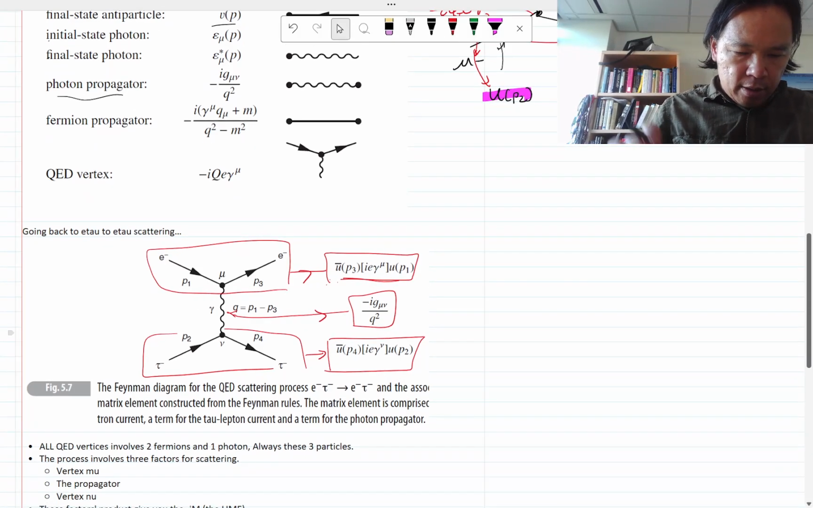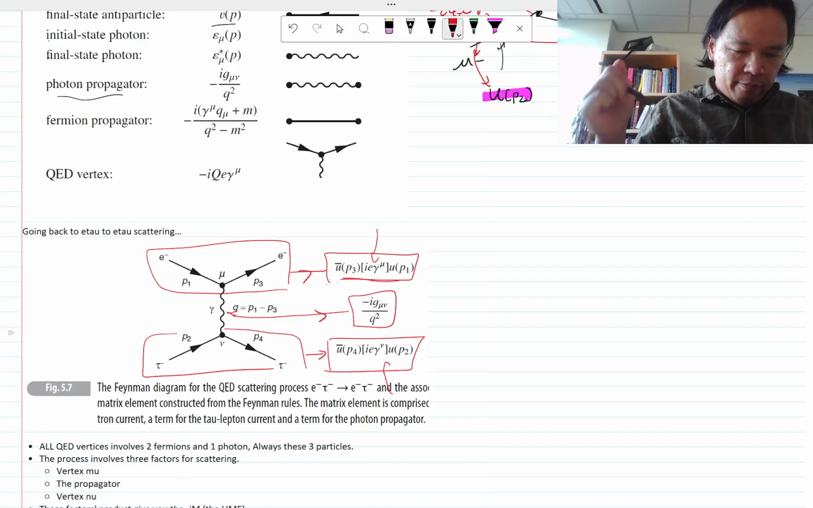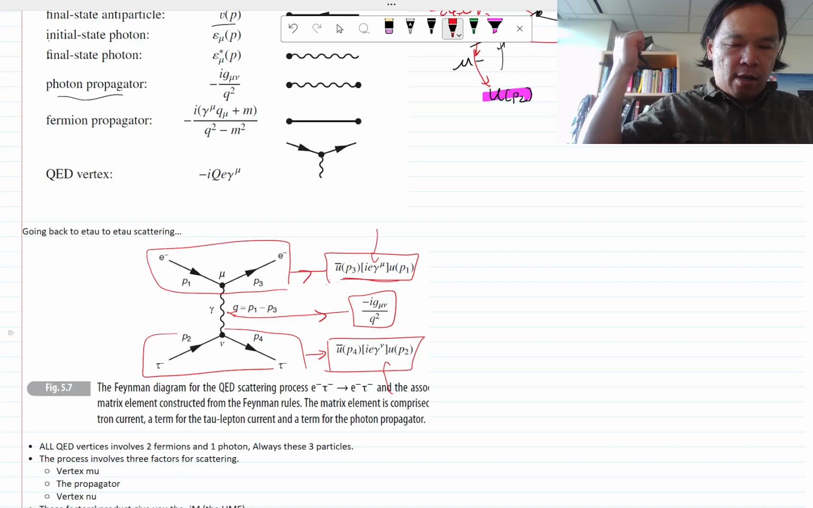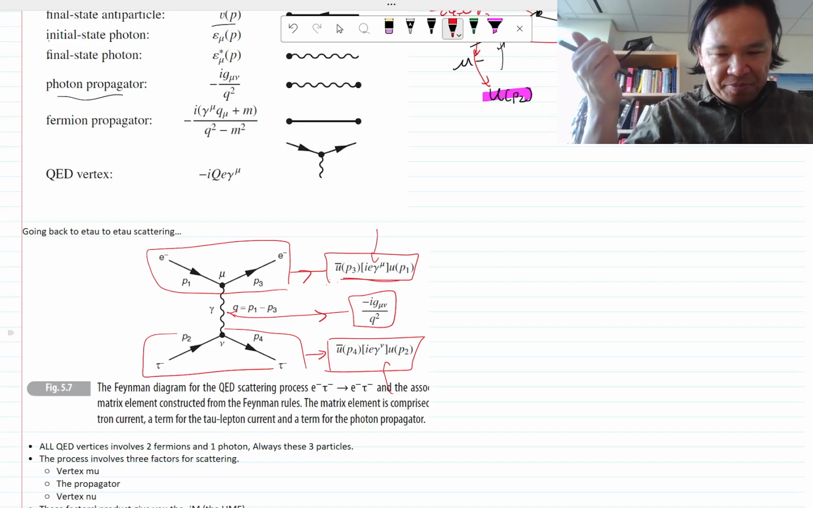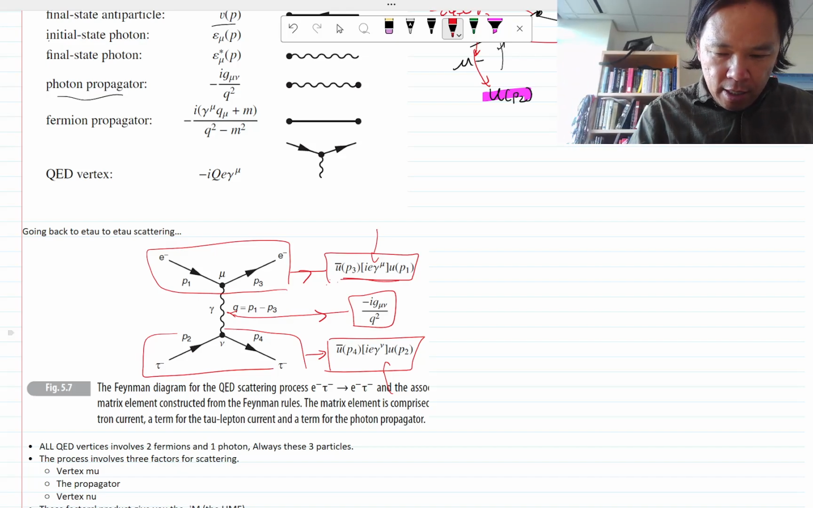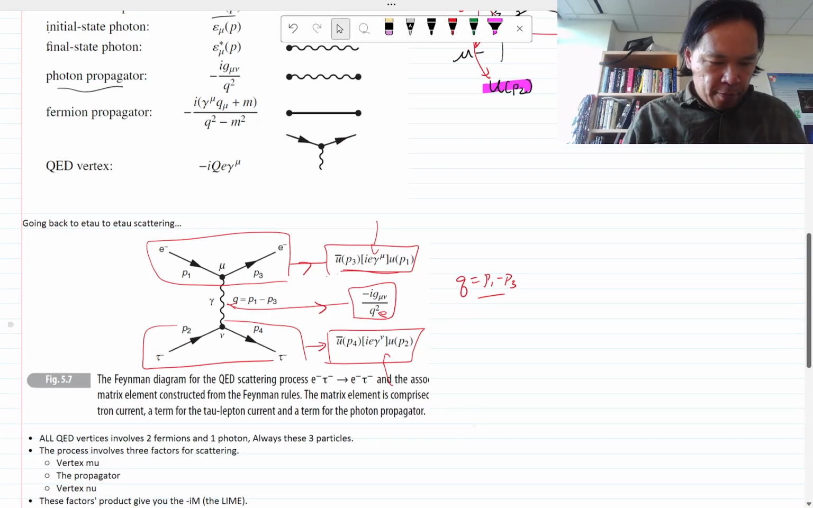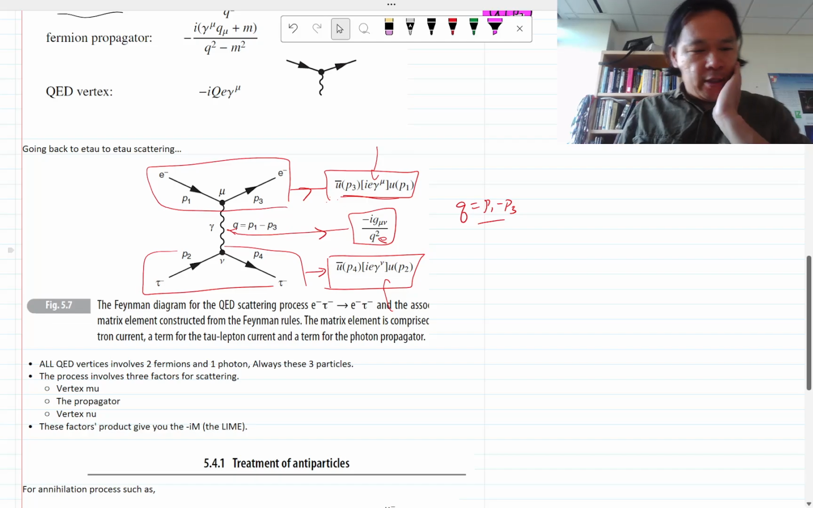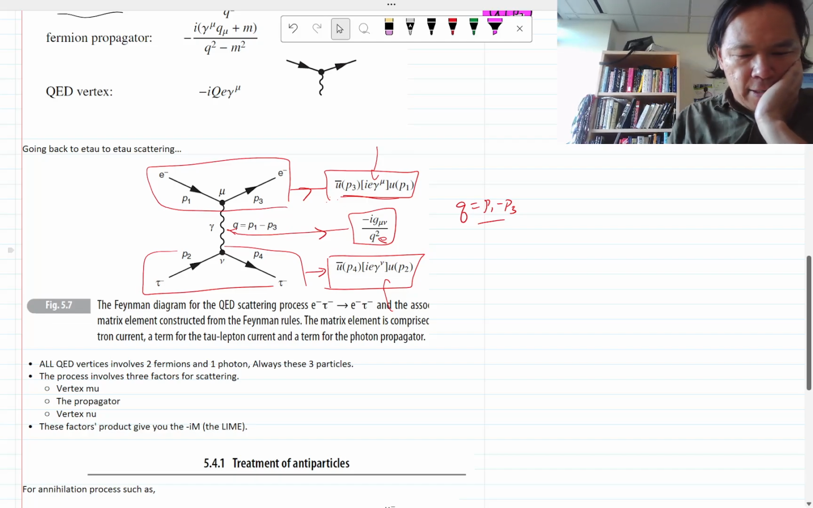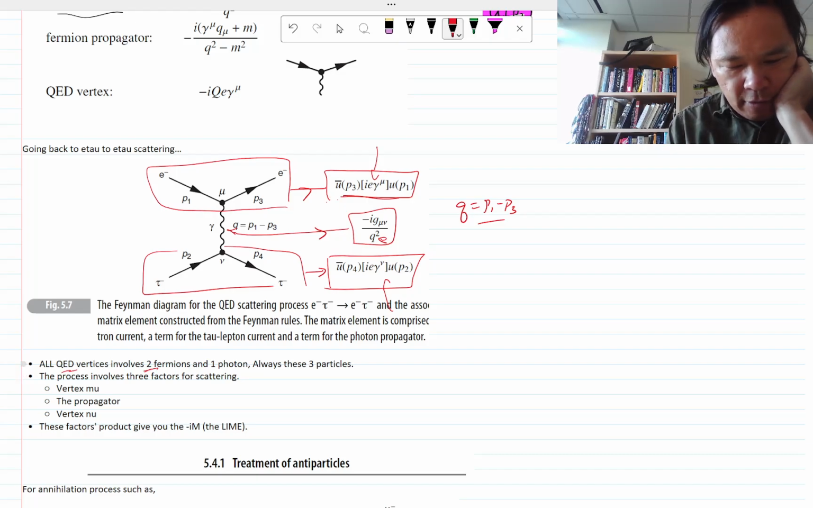So this allows you to basically put these little pieces of spinors and gamma matrices and space-time metrics and propagator together. And then q is equal to P1 minus P3 in this case. These are 4-vectors squared. It allows you to calculate all this stuff. And what happens is that if you have any QED vertex, it's going to involve 2 fermions and 1 photon. Why is that?